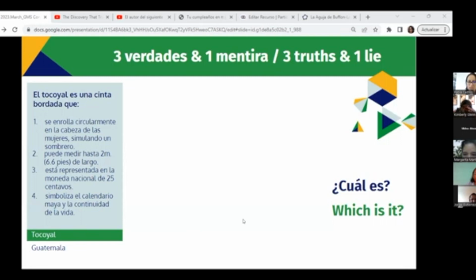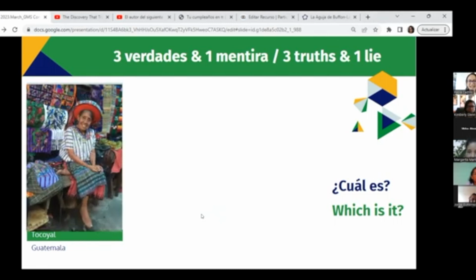There we go, the result. 43% of people think that the tocoyal wraps circularly around the head. It is something that women put around their head to simulate a hat. Oh, remember, it was three truths and a lie. So you had to select the lie. Oh, so this is an image of the tocoyal. This part of what she's wearing on her head is the tocoyal.